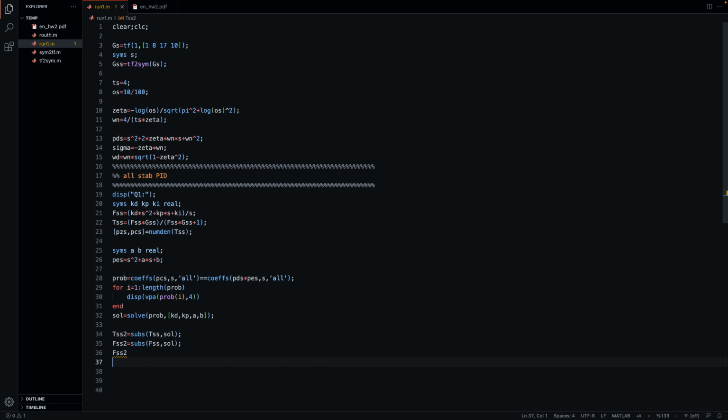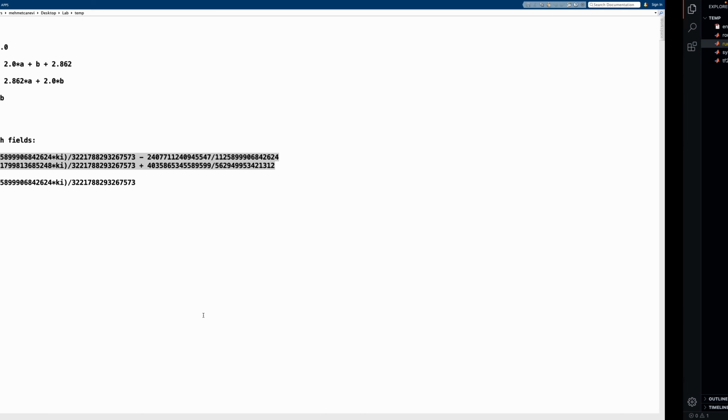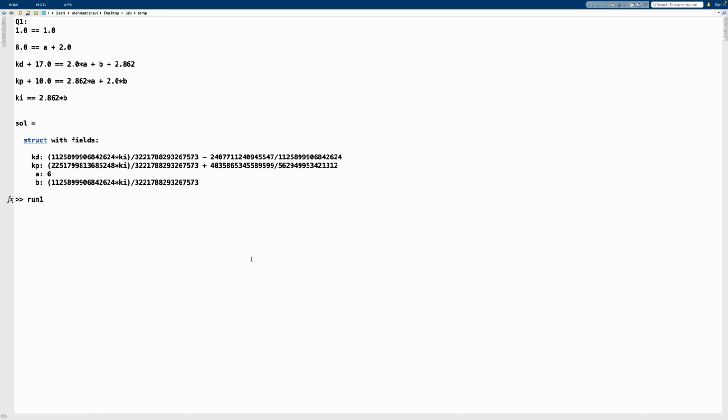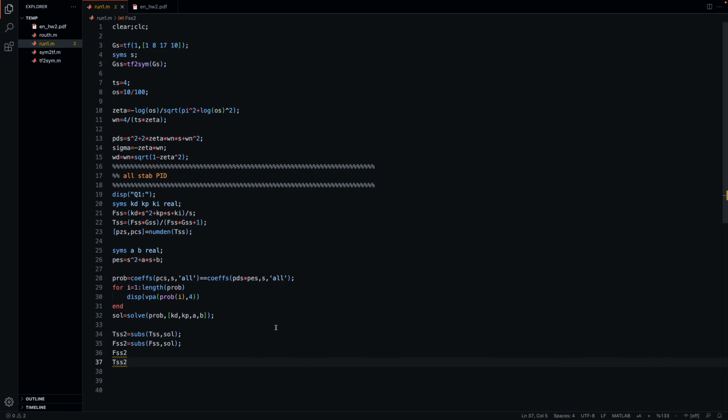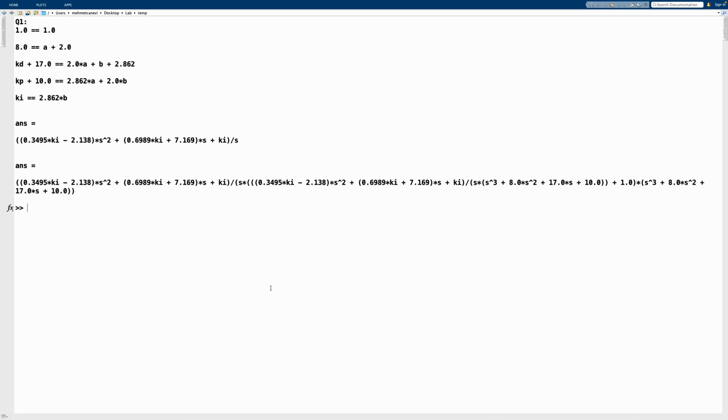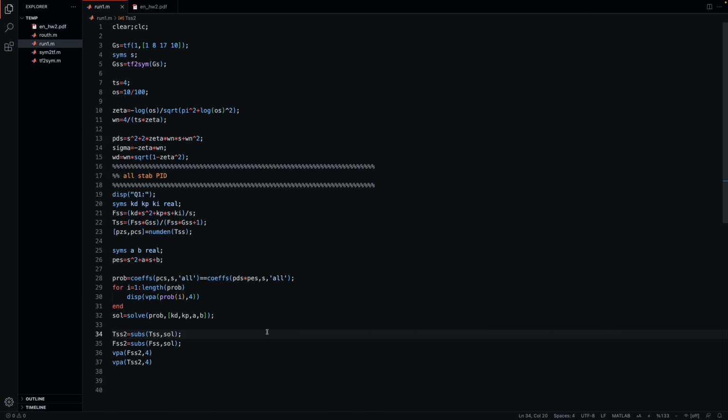Well, let me also give TSS2 here and run this. First of all, we might want to use some VPA on them in order to convert it into a readable format. So at least that's important. And we might also want to use pretty on them so that we get a better visual representation here.